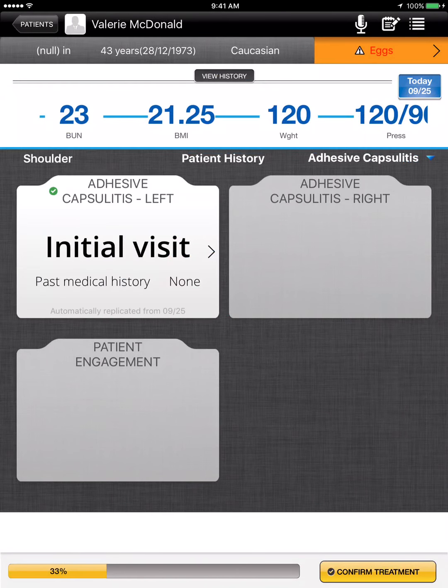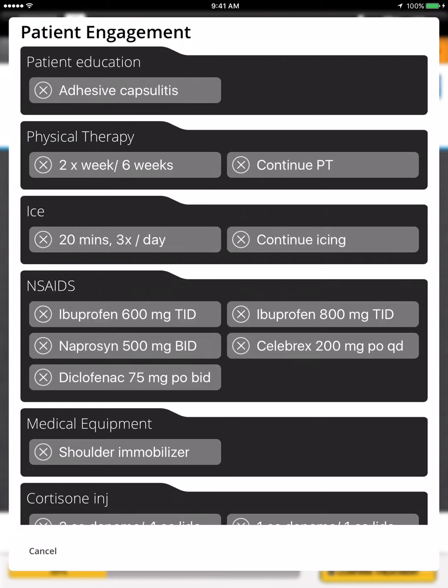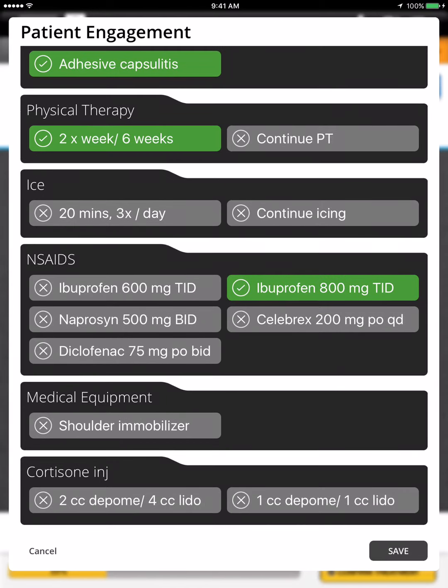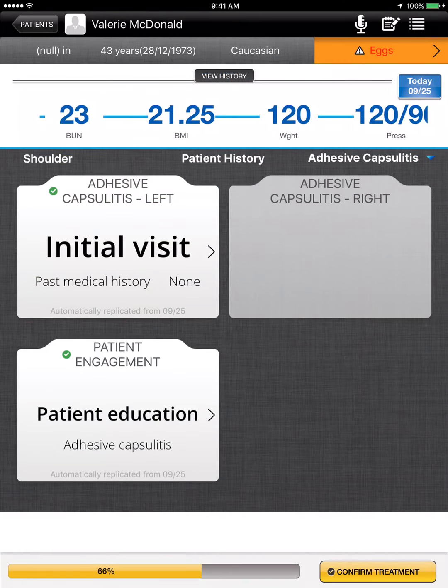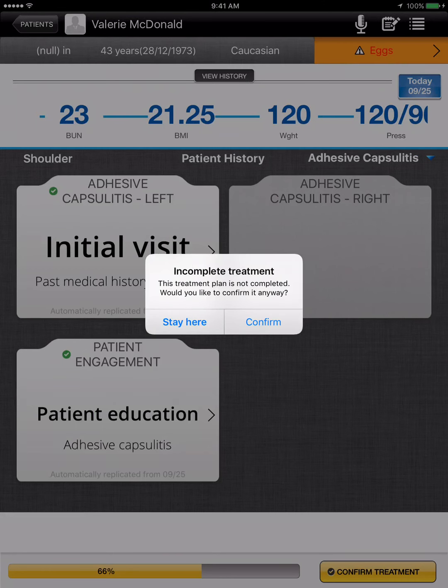Now the physician or his office staff can proceed to include patient education information that can be sent to the patient, along with instructions for taking the medication and the explanation of what the cortisone injection was going to entail. Now, that can be saved as well. The treatment is confirmed, and since the patient did not have capsulitis on both shoulders, we can confirm.